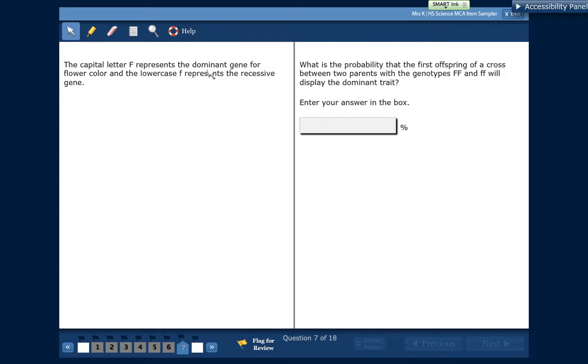The capital letter F represents the dominant gene for flower color, and lowercase f represents recessive. So what is the probability that the first offspring of a cross between two parents with those genotypes, big F and little f, will display the dominant trait? So you would set up a Punnett square and figure out how many of those children would have purple flower color. Well, it's actually not even that difficult. This parent right here with the 2 capital F's can only give a capital F. That means all the children would be purple, so it's 100%.